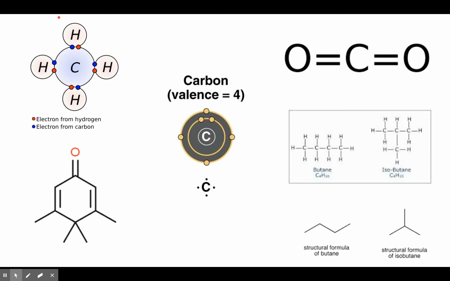So carbon is the most central atom in all biological molecules. Sorry about that. Because it has the highest valence, it allows for the most flexibility in building molecules. It has a valence of 4.